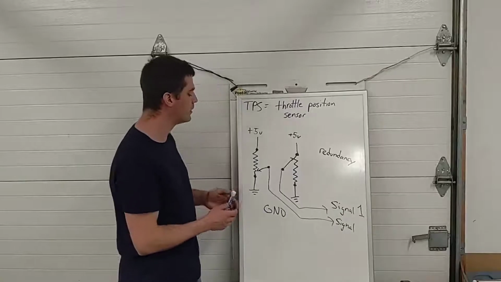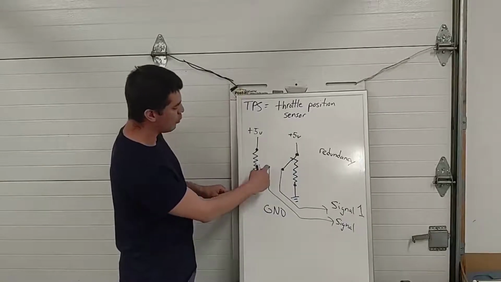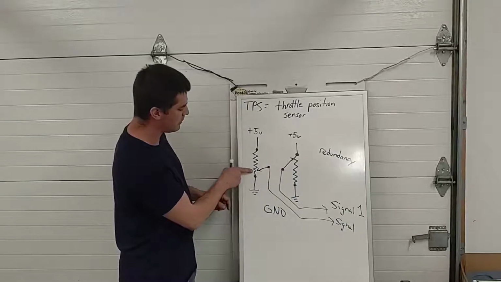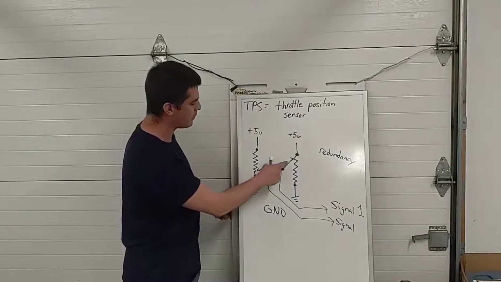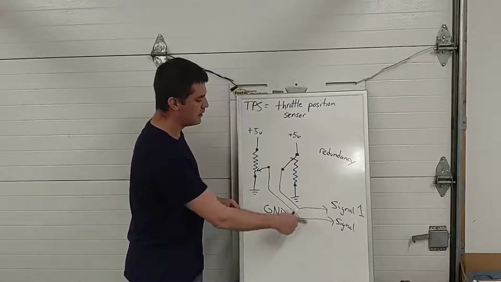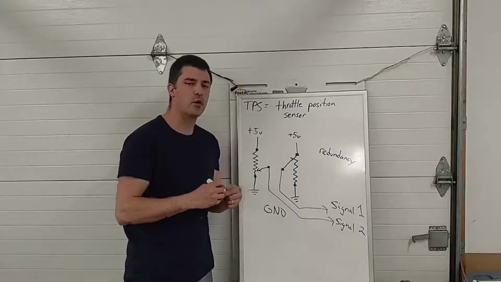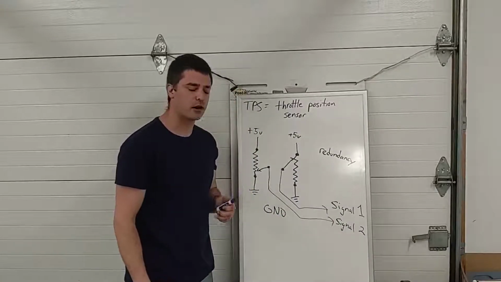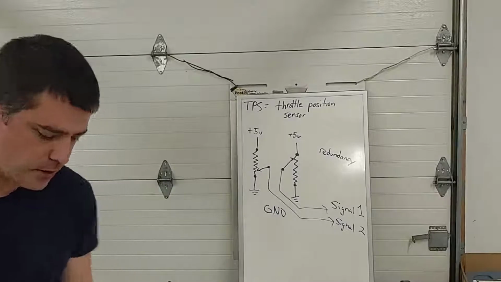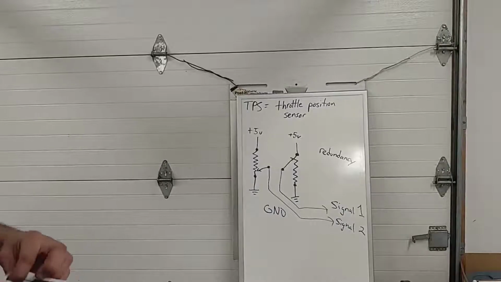So that's a problem. You may have noticed how I drew this. One of my signal contacts is down towards the ground, and one of my signal contacts is up towards the 5-volt reference. These signals, and I never labeled it, go opposite each other. They basically crisscross. So I'm going to dip into the ASE L1 composite vehicle manual here for a moment, so I can show you a graph.